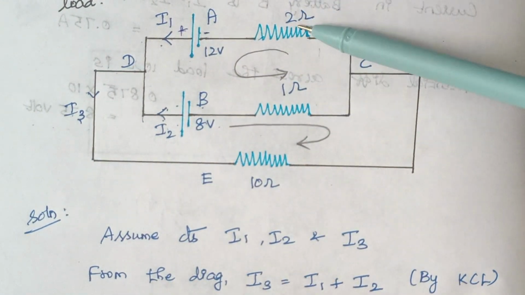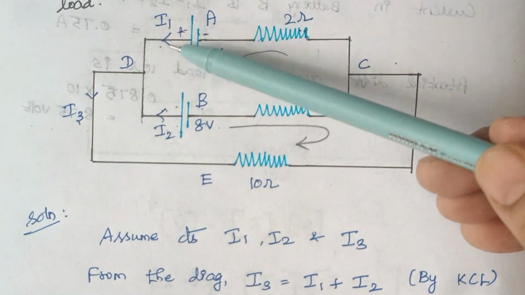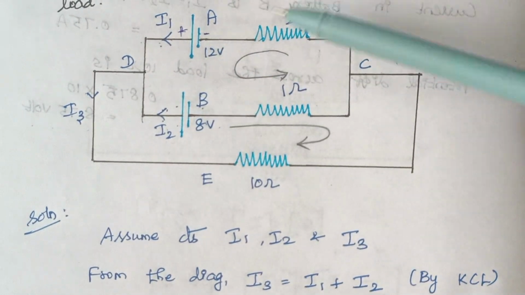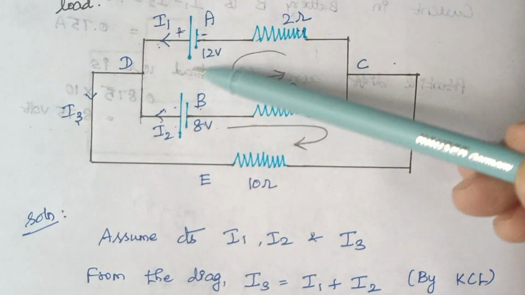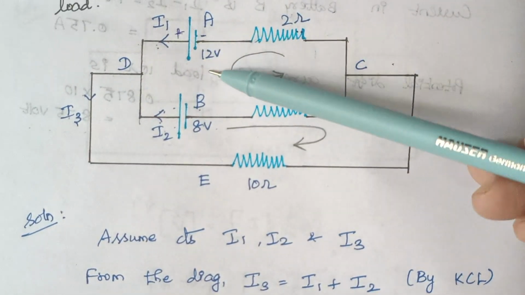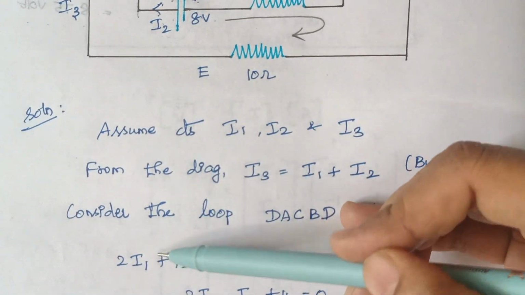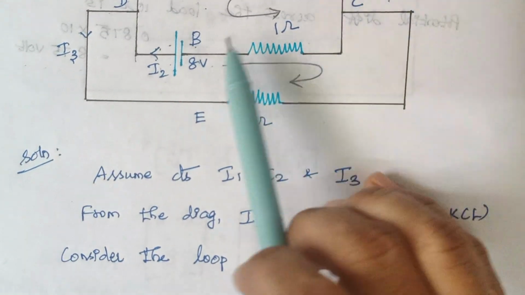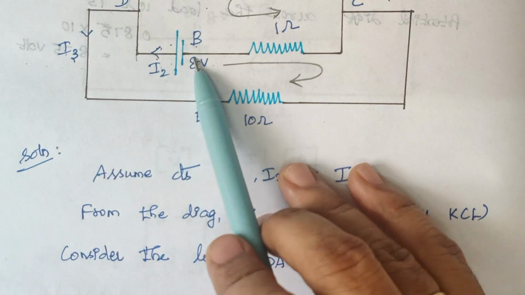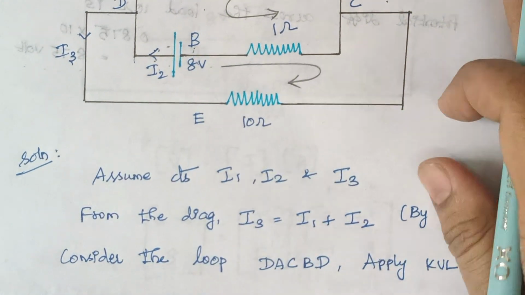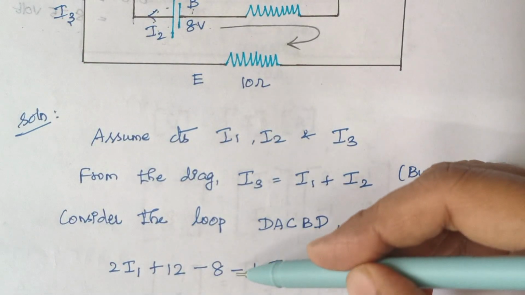So the voltage drop here is 2 into I1, because in this branch I1 is the current that flows, therefore 2 I1. And again the direction is from minus to plus, therefore plus 12 volt, right? This is what I had written here, 2 I1 plus 12. Again when you look at this part, it flows in the opposite direction, right? That is from plus to minus, therefore here it is minus 8.